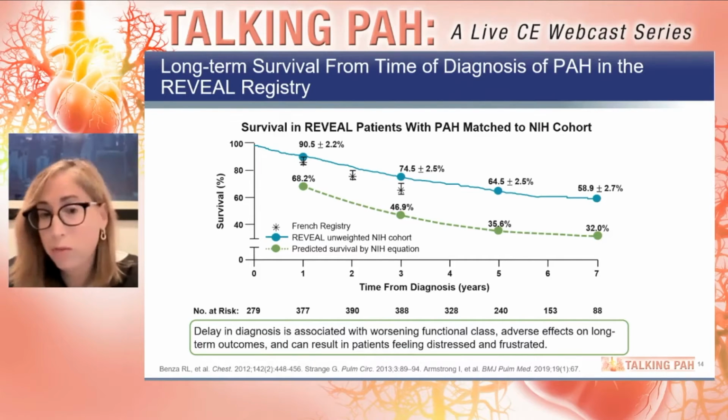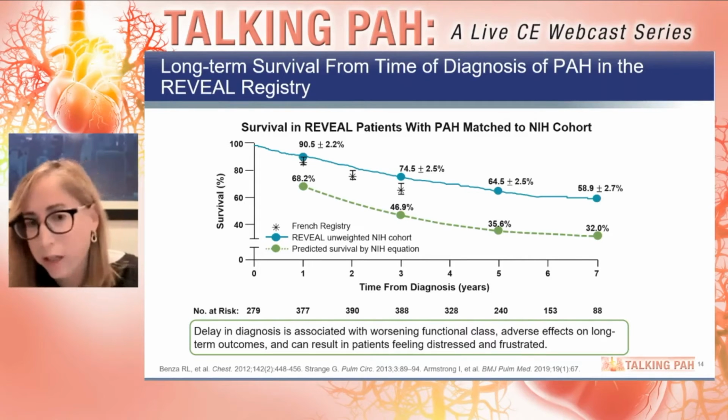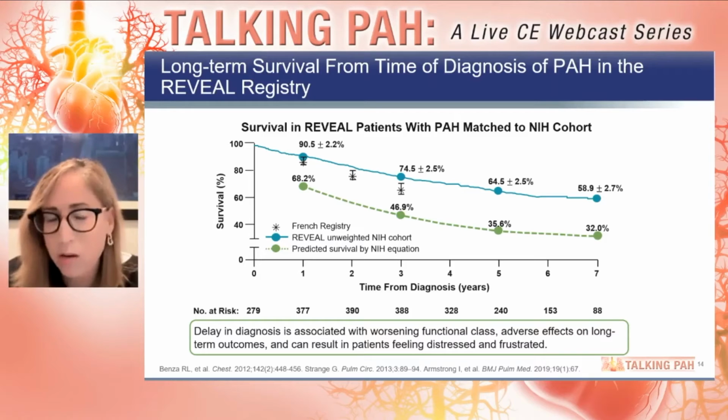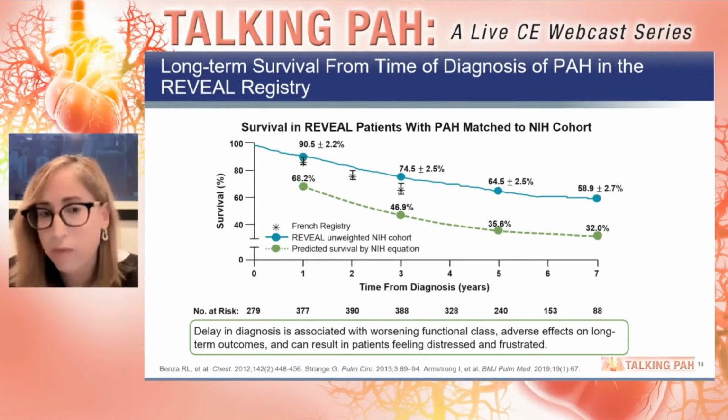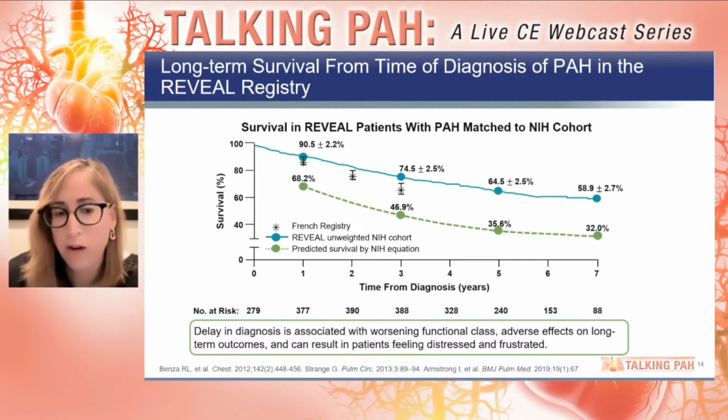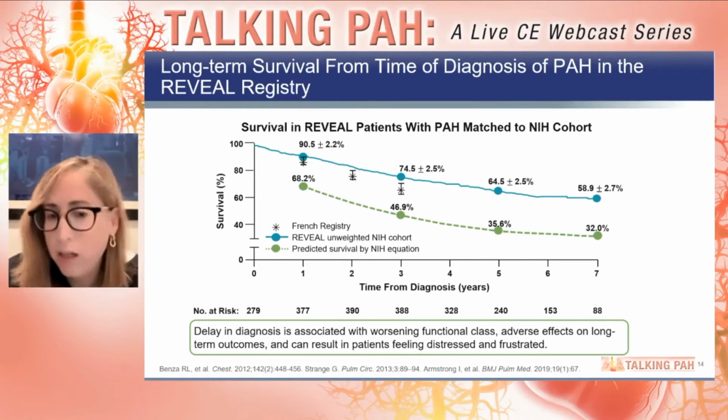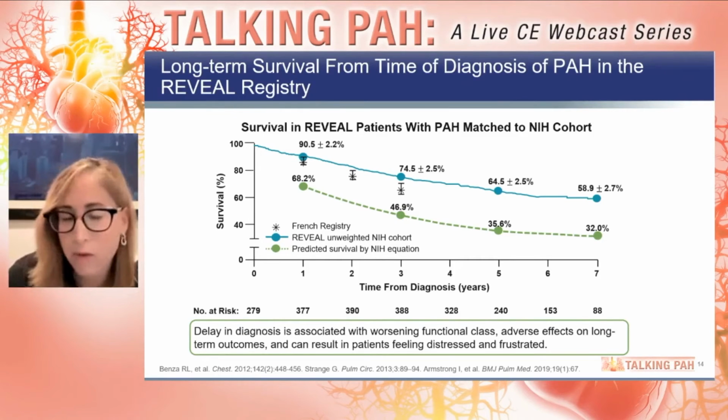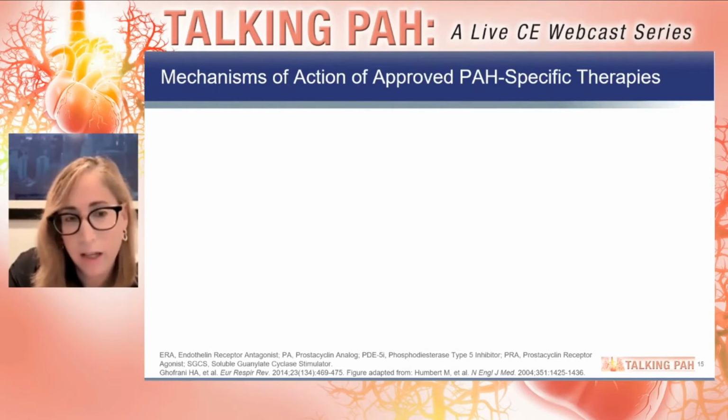And with REVEAL and with all of our registries, really now the 1-year survival has been over 90%. Which is a big change. And that was with just a few therapies that were available at the time of the REVEAL registry. So we want to catch them early, and we are doing a better job, is kind of what I would say from this take home from the slide.